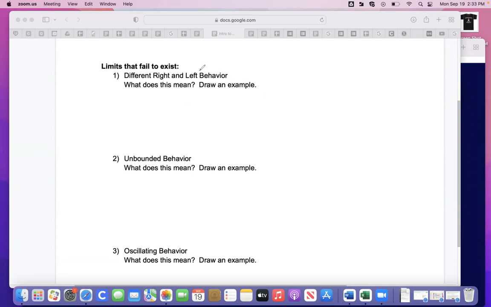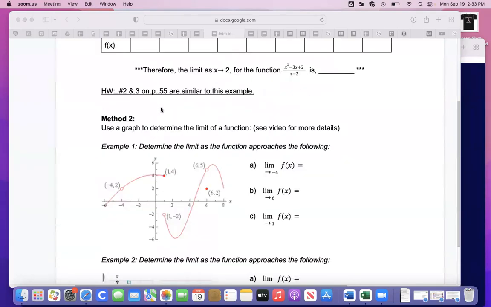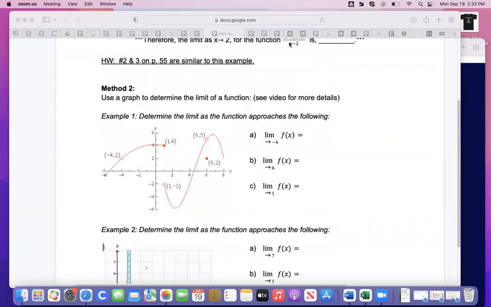So if we go back to our example number 1 that I did up here, the reason why I skipped this one is because I wanted to make sure we went over that this did not exist. So if we look at the limit as x approaches 1, here's my x approaching 1, I have a jump.